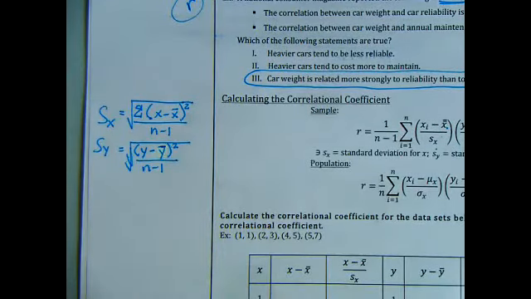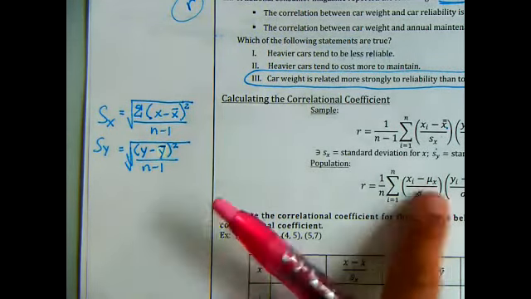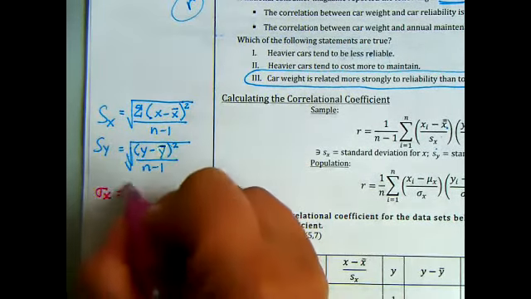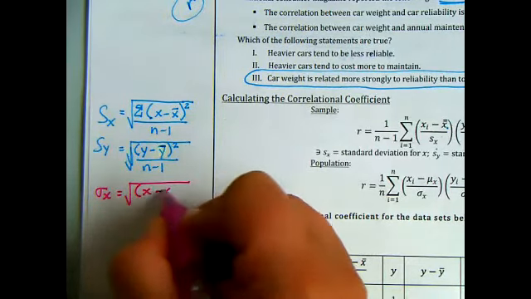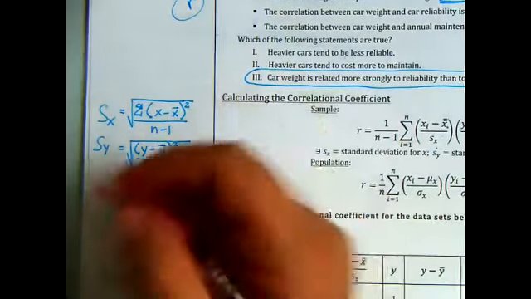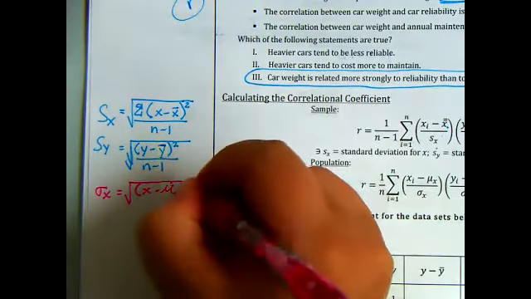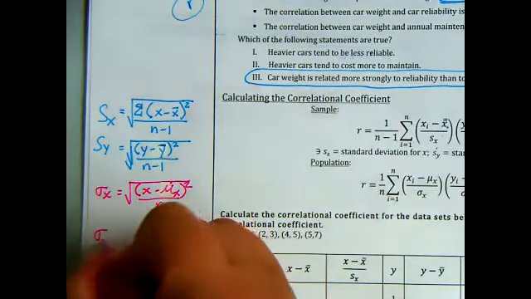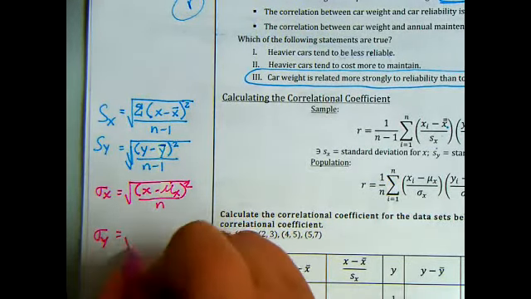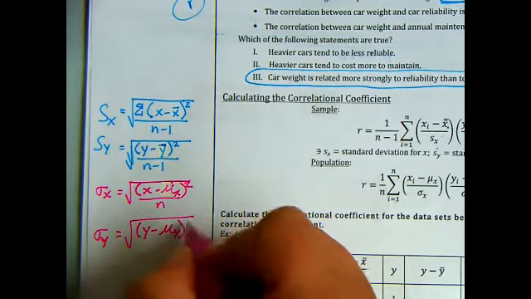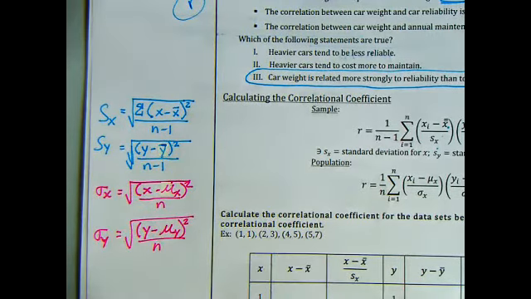Okay. The only thing that changes here for our sigma, so sigma of x, right? This is for the population. Only thing that changes, oh wait. x minus mu of x squared divided by n. And then standard deviation of y is going to be y minus mu of y squared divided by n. Okay.